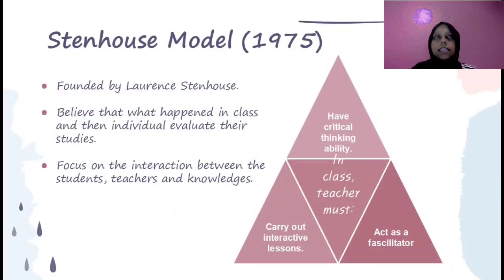So the model that applied this process model is the Stenhouse model in 1975. It was founded by Lawrence Stenhouse, and he believed in what happens in the classroom and then the individual evaluating their studies. So the Stenhouse model is focused on the interaction between the students, teachers, and the knowledge itself. So in class, the teacher must facilitate the students to have critical thinking ability. The teacher must carry out interactive lessons, and must be the facilitator instead of delivering the knowledge blindly.